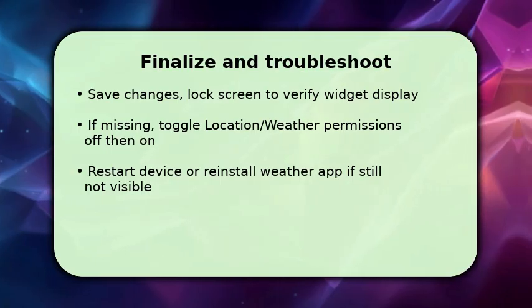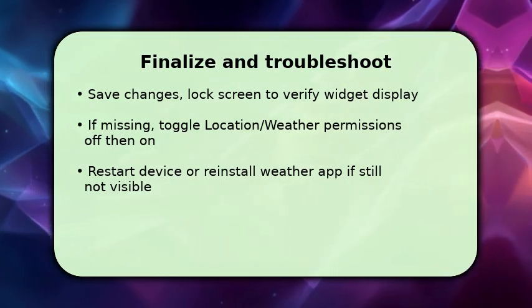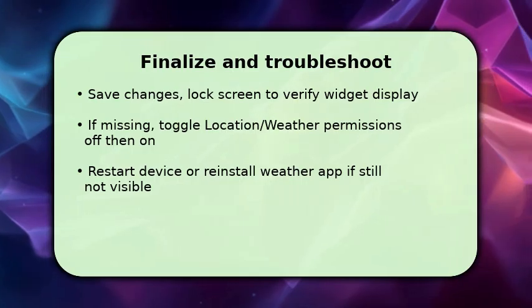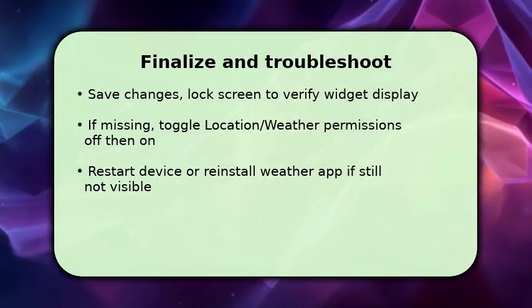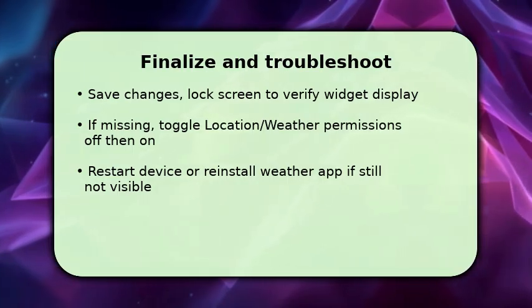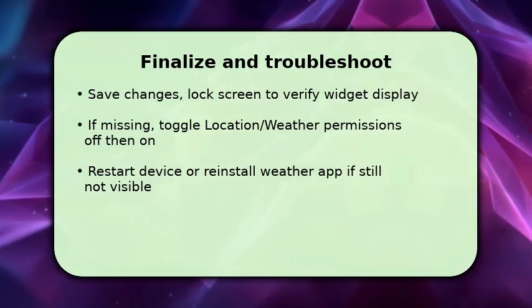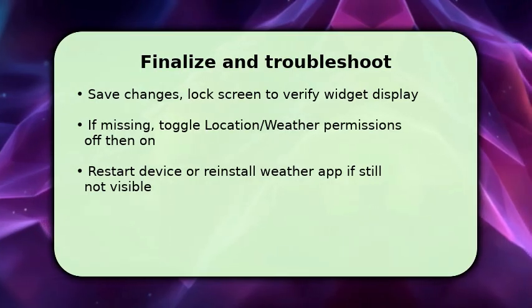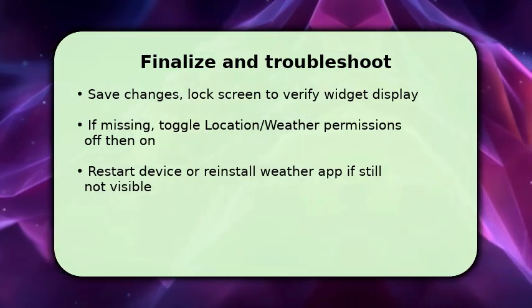If it's missing or shows stale data, toggle location and weather permissions off then on. This often forces a refresh. If the problem persists, restart your device. That clears temporary glitches. As a last resort, reinstall or update the weather app and repeat the widget add process.